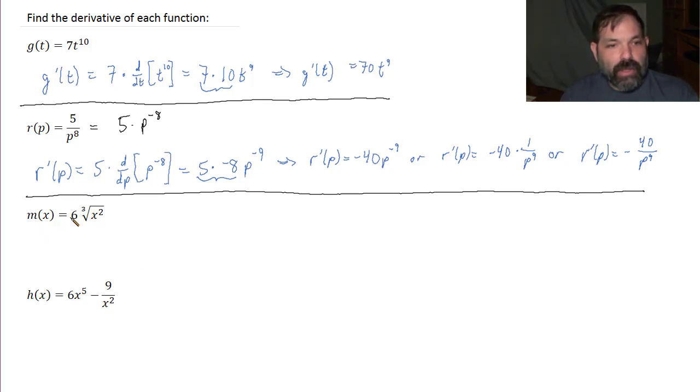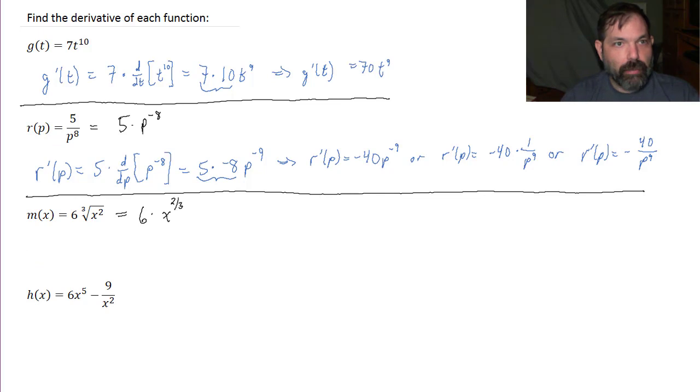M of x is 6 times the cube root of x squared. Now we've got to be careful here. X, the power is not 2. Even though we see that x squared, it's not 2. We have to remember our rules for exponents. The cube root of x squared, that's the same as writing 6 times x to the 2/3 power. The exponent goes to the numerator, the index on the radical to the denominator of that rational exponent.